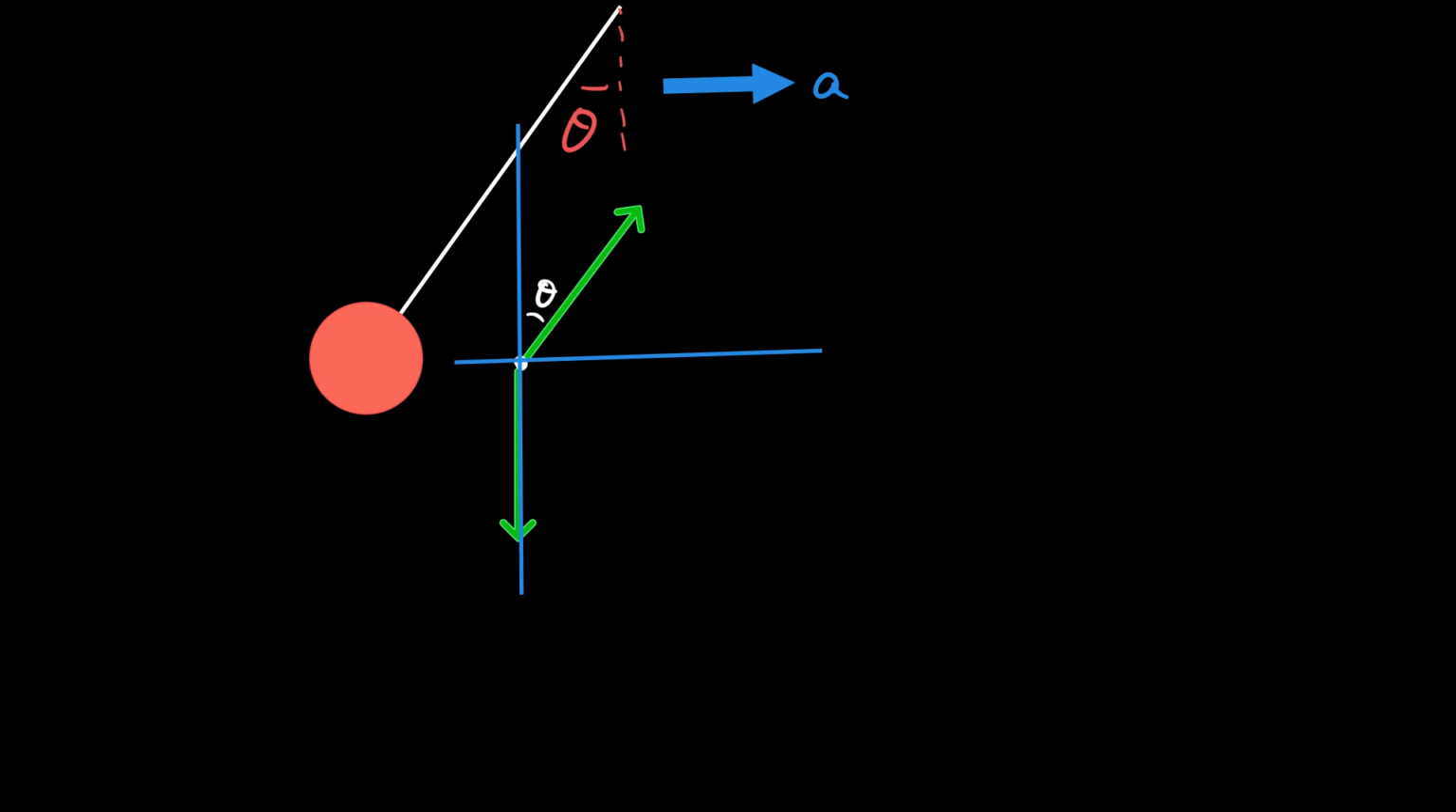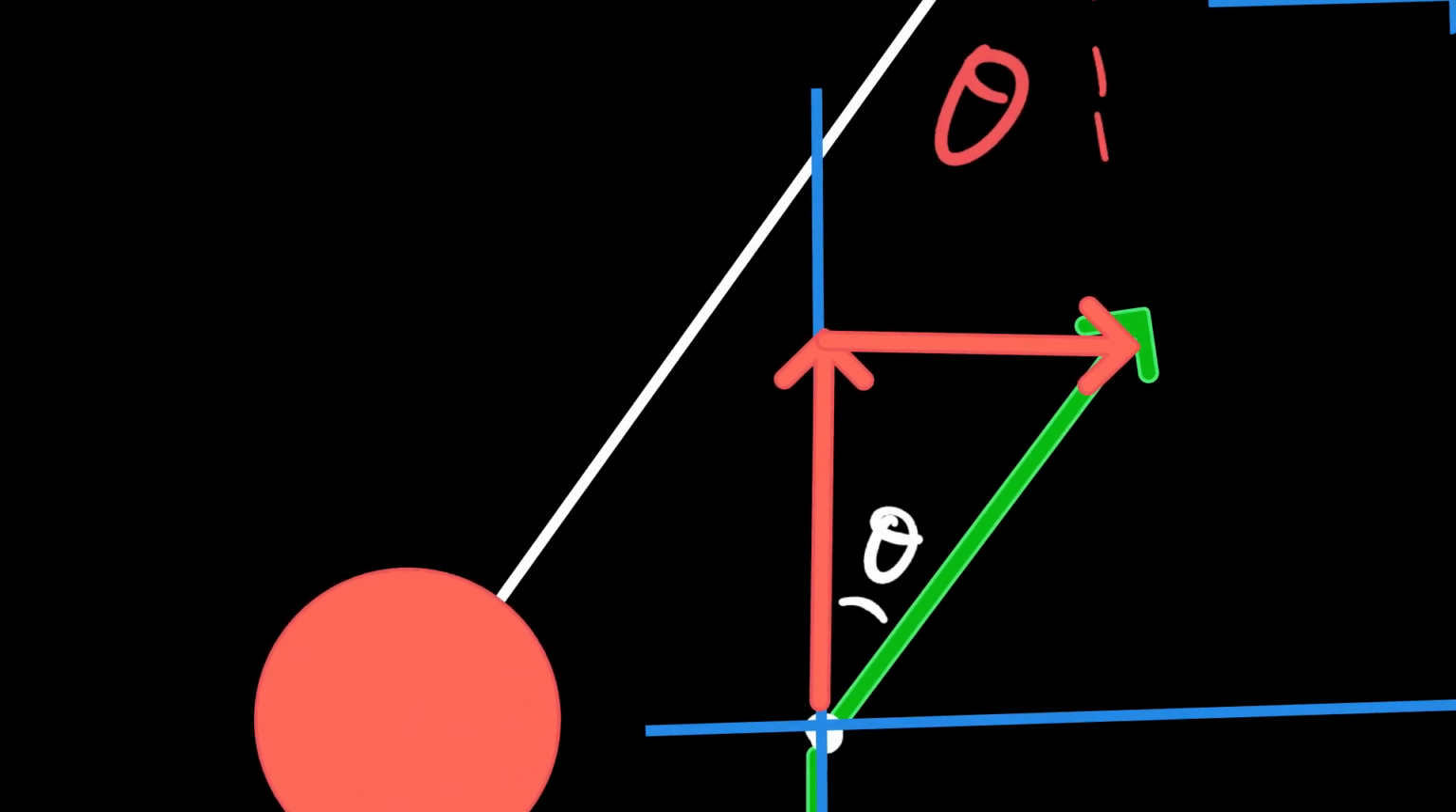And therefore, I have two components of my tension: a component of tension that is upwards, and a component of tension that is to the right. The component of tension to the right is T sine theta, and the upwards component is T cosine theta.